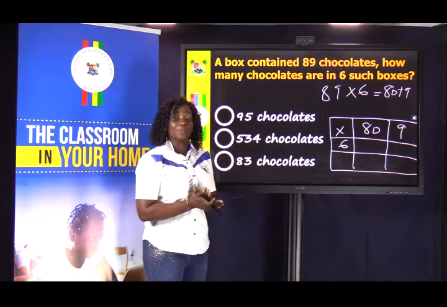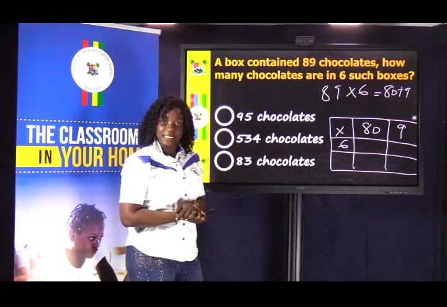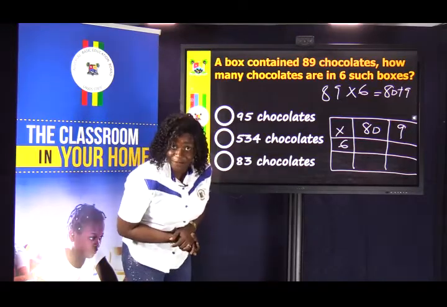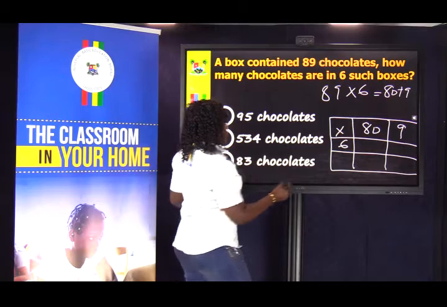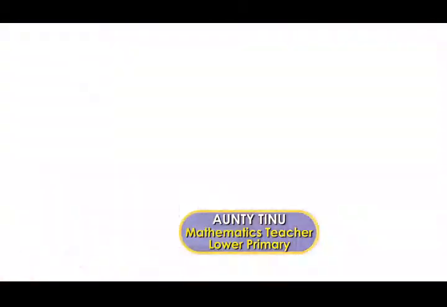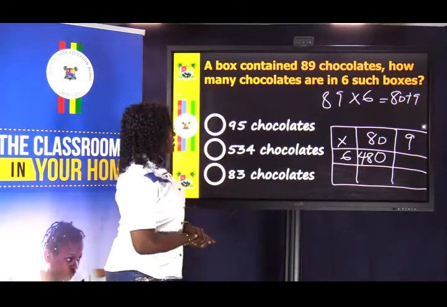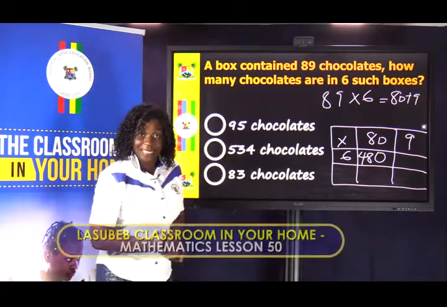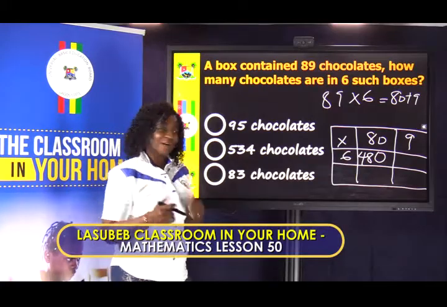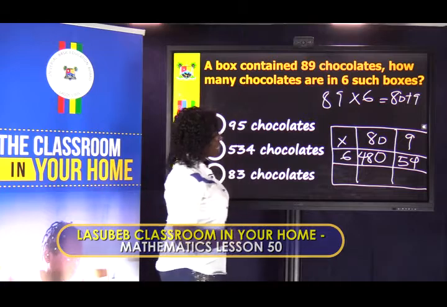Now quickly go to the back of your timetable and check what 6 times 8 is. Did I hear you say 48? Good job, you. 48. Then you bring down your 0. Now to the second column, the ones column, 6 times 9. Did I hear you say 54? Bravo, smart you.